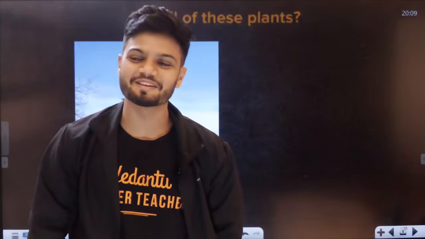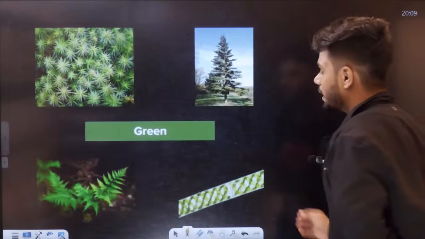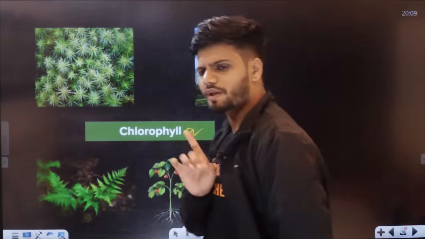Tell me, students, what is that pigment? It is called chlorophyll A. Chlorophyll A is the common pigment in all of them. But students, do you think there are other pigments apart from chlorophyll A?